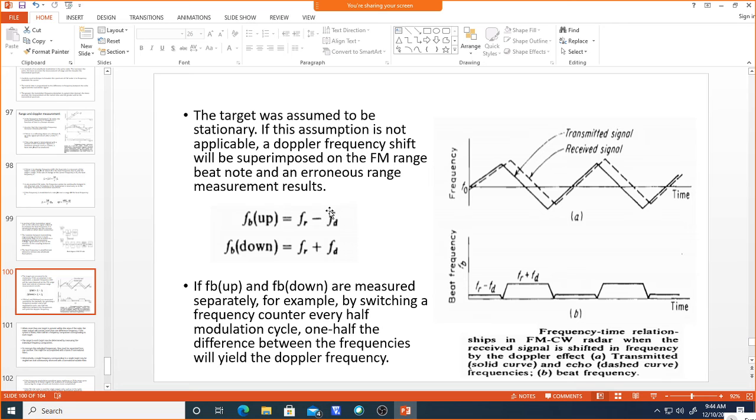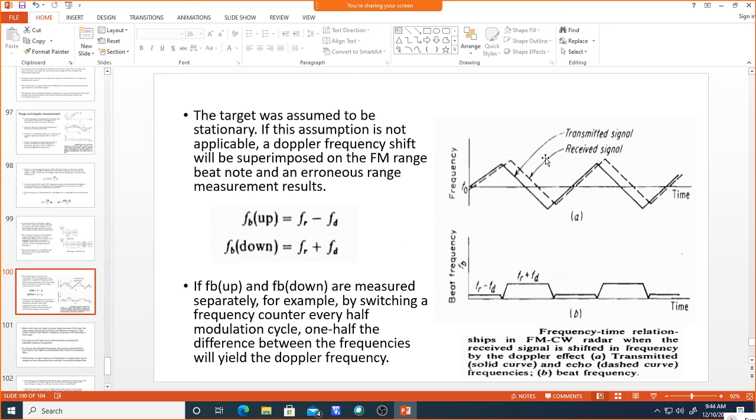Okay. Now if the target is stationary, the assumption is not applicable. Only the Doppler frequency shift will be superimposed on the FM range beat note, and an erroneous range measurement results. That means if the target is stationary, this will not happen, because that FD will not be there. It will give a constant frequency. So if the frequency shift is happening, then we can measure the Doppler frequency properly.